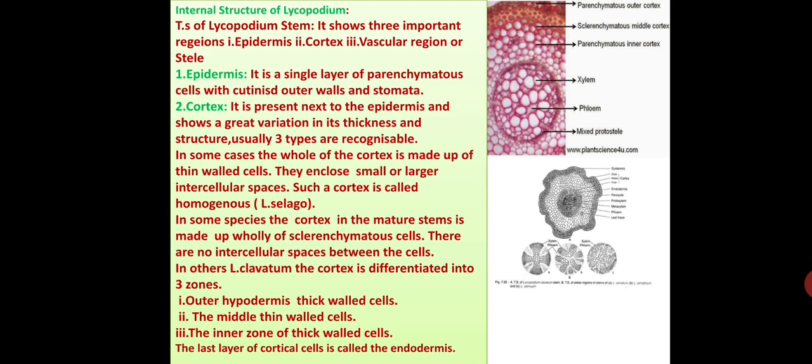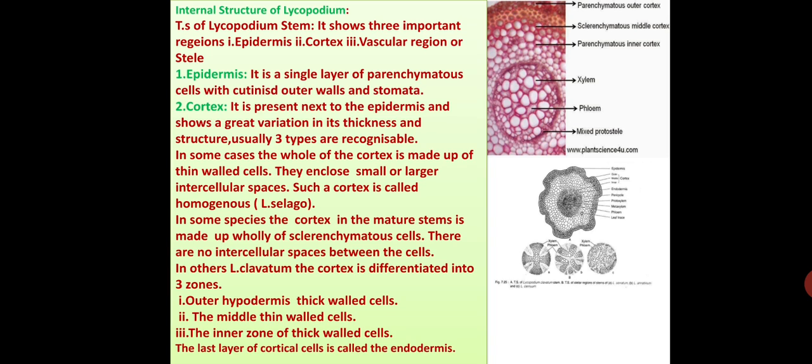In some cases, the whole of the cortex is made up of thin-walled cells. They enclose small or larger intercellular spaces. Such a cortex is called homogeneous. The best example is Lycopodium selago. In some species, the cortex in the mature stem is made up wholly of sclerenchymatous cells. There are no intercellular spaces between the cells. In others, like Lycopodium clavatum, the cortex is differentiated into three zones.